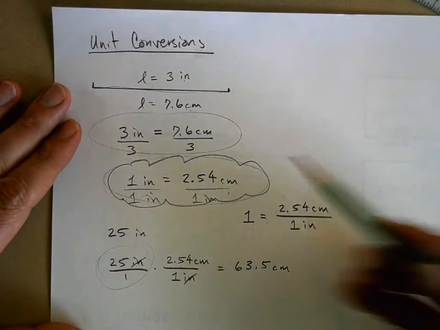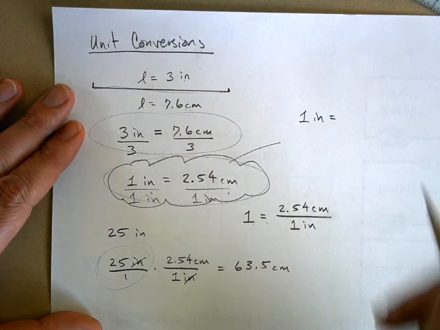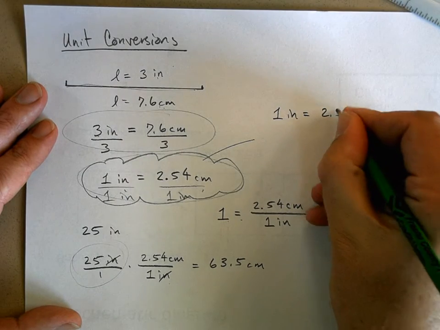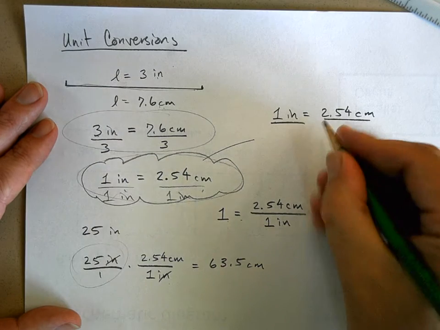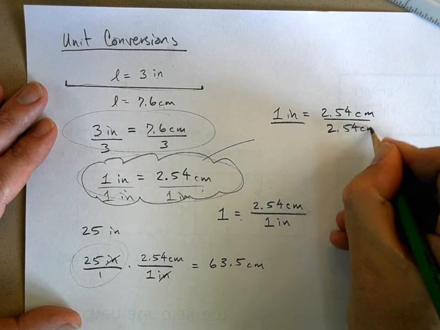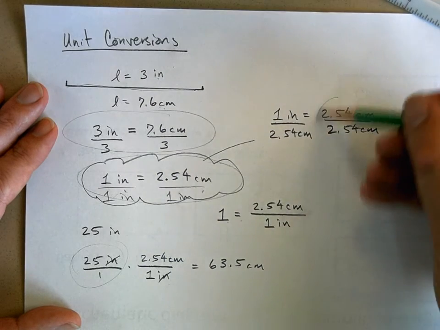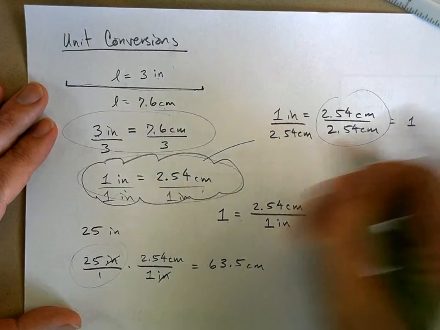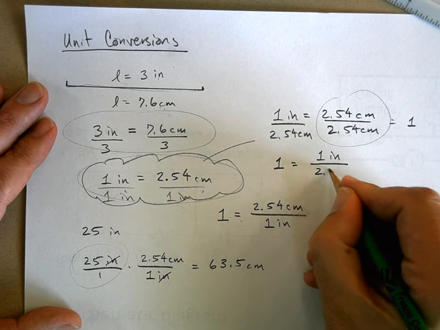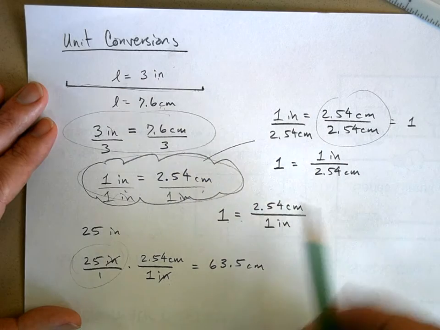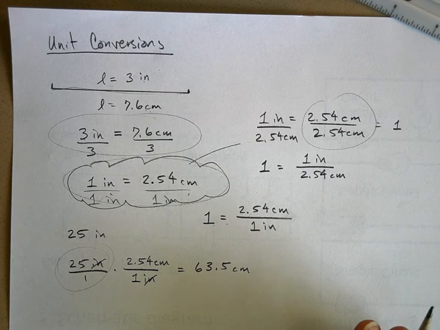Now let's take a look. There's another thing though. If I say, well, okay, 1 inch is equal to 2.54 centimeters, well, I can divide both sides. Instead of dividing it by 1 inch, I can divide it by 2.54 centimeters. Well, this is just equal to 1. So I can say that 1 is equal to 1 inch divided by 2.54 centimeters, which is just the reciprocal of this, right? Remember what a reciprocal is? It's when you take the fraction and you just flip it upside down.